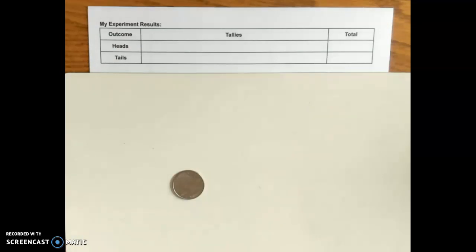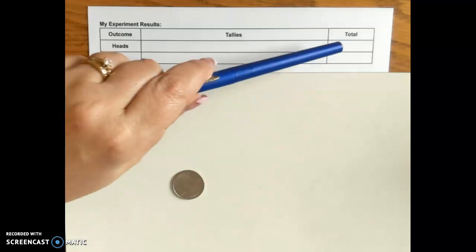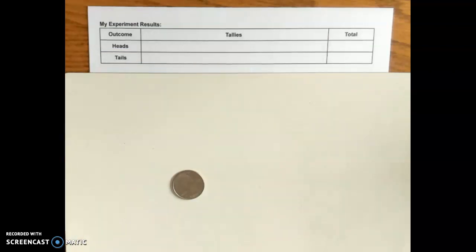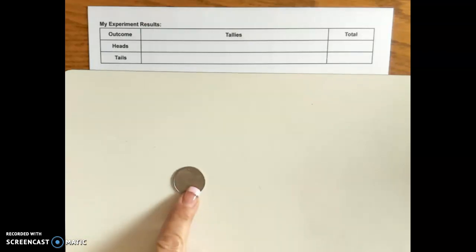So in a minute, I'm going to start flipping the coin and I'm going to tally under heads or tails, whichever one happens each time that I flip. And then on the far side, I've got the total where when I'm done conducting my experiment, I will total up my results. Okay, you can see I have a coin here.